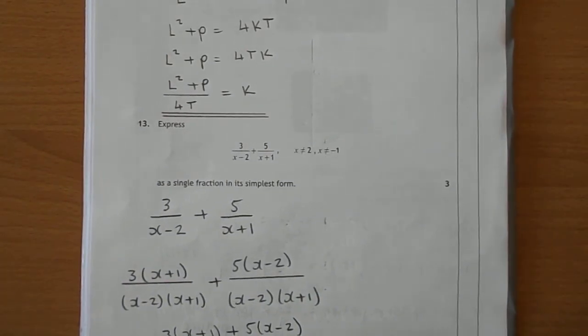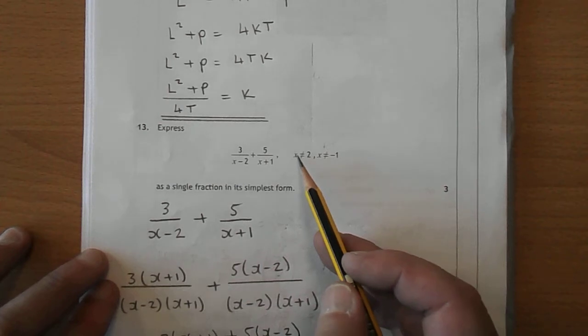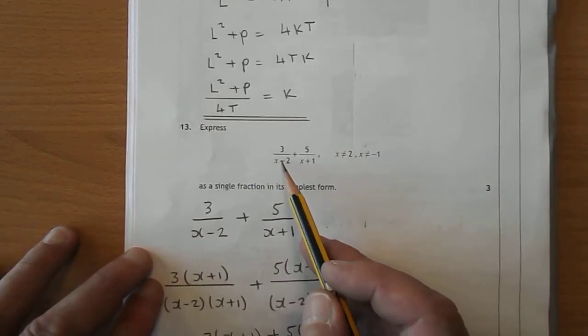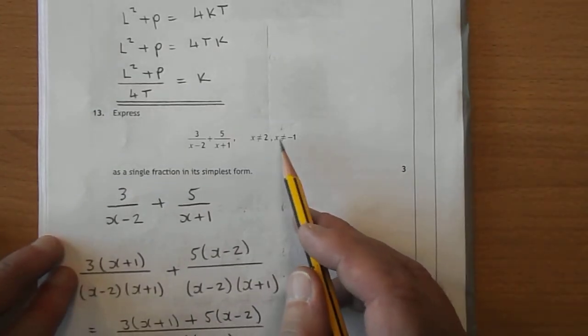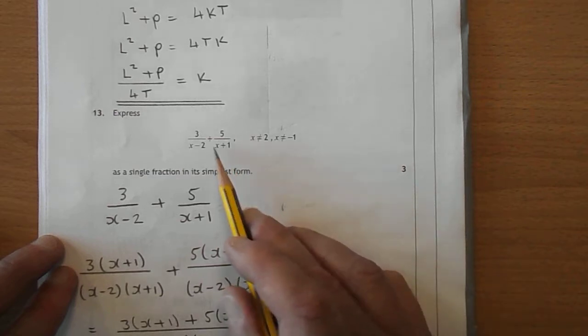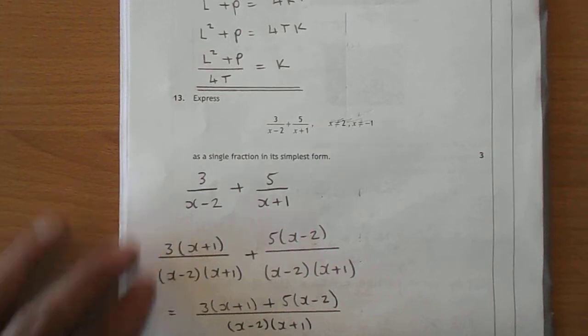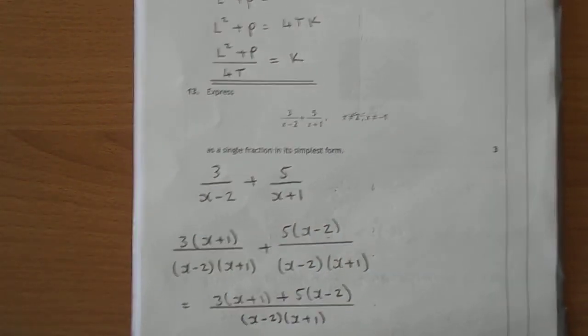Question 13, okay, we have: express 3 over x take 2 plus 5 over x plus 1 as a single fraction in its simplest form. Incidentally, x is not allowed to be 2 because 2 take 2 gives nothing, and you're not allowed to have 0 in the bottom. And x is not allowed to be minus 1 for the same reason over here. So we can just kind of ignore that, it's just information that you probably don't need, to be honest. As a fraction in its simplest form.